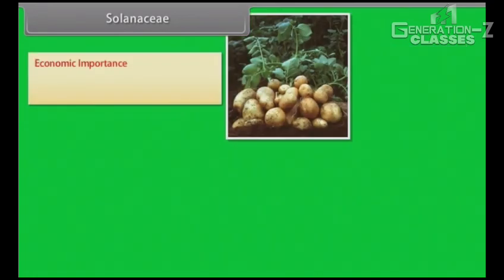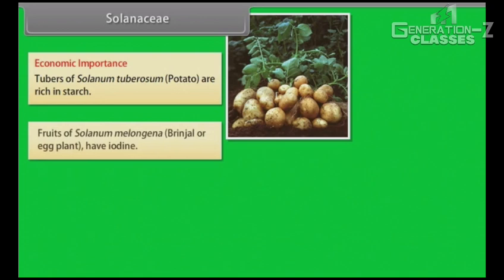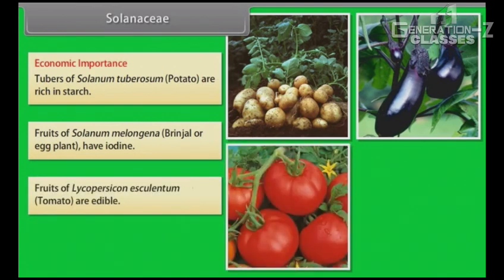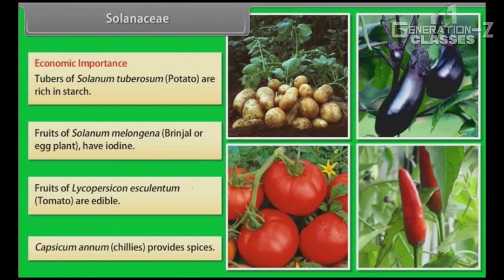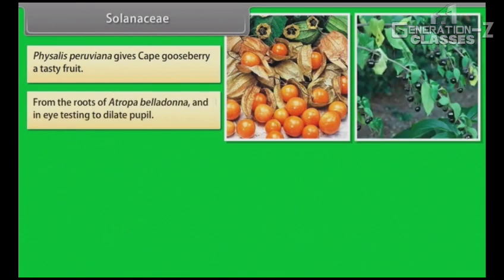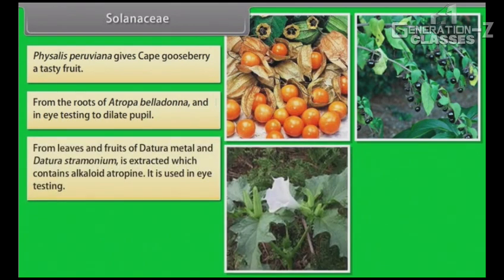Economic importance. Tubers of Solanum tuberosum, potato, are rich in starch. Fruits of Solanum melongena, brinjal or eggplant, are edible. Fruits of Lycopersicon esculentum, tomato, are edible. Capsicum annuum, chilies, provide spices. Physalis peruviana gives Cape gooseberry, a tasty fruit. From the roots of Atropa belladonna, a drug is obtained that is used in eye testing to dilate the pupil. From leaves and fruits of Datura metel and Datura stramonium, the alkaloid atropine is extracted. It is used in eye testing.